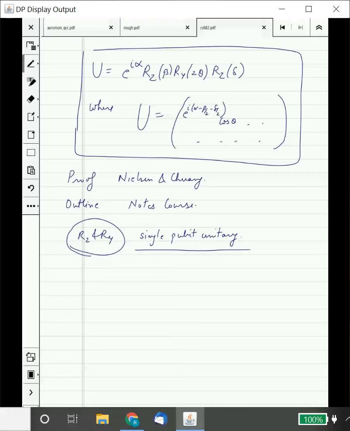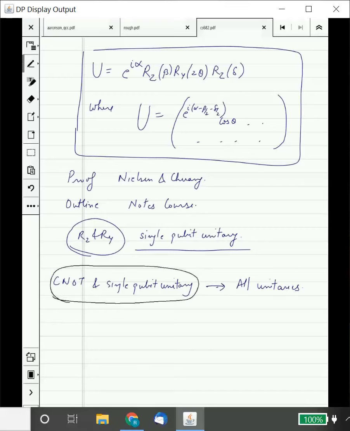Not just that, if I have the C0 gate and single qubit unitaries, that gives me the ability to compute all unitaries up to any required precision. This gate set is universal in the quantum sense.